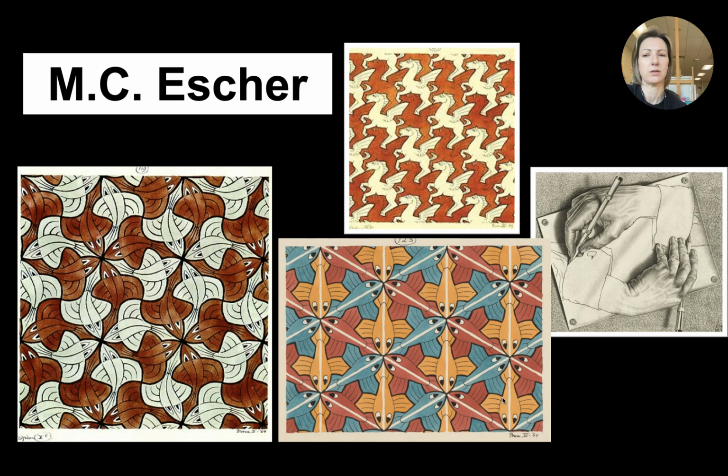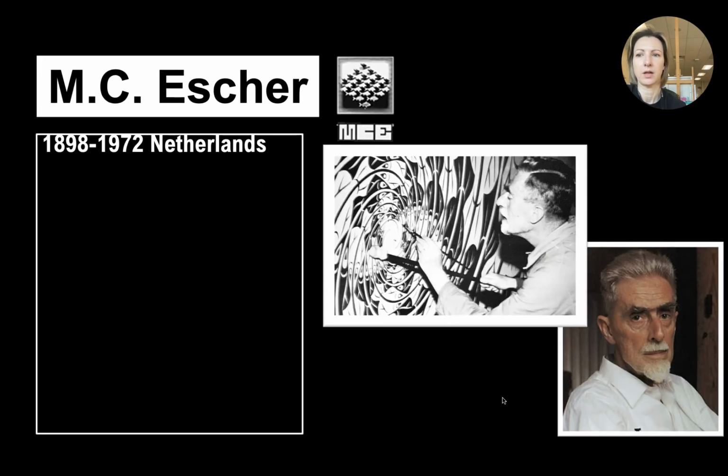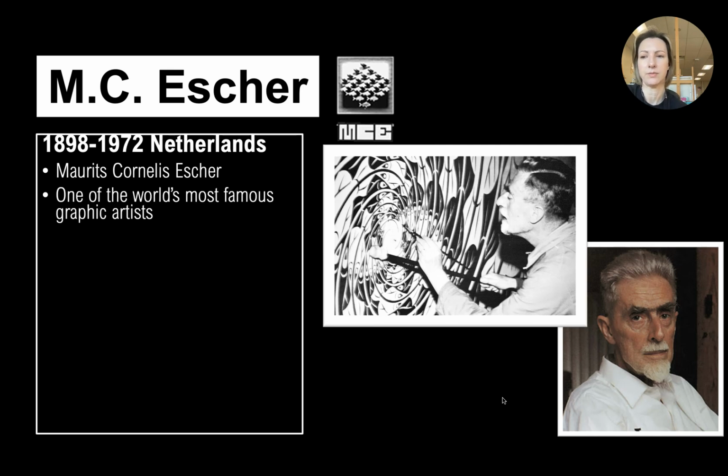One artist that is explicitly known for using tessellations is M.C. Escher, and here are some examples of his work. These are a variety of different types. He was born in 1898 and died in 1972. He was from the Netherlands, although he did travel a whole lot, especially all over Italy. He was born Moritz Cornelius Escher.